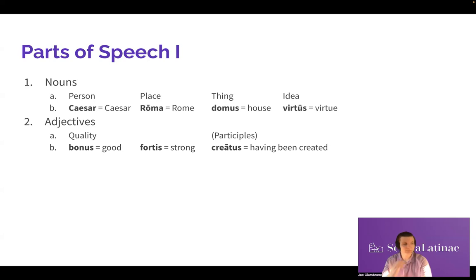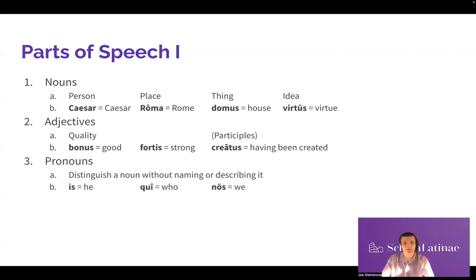In fact, participles being verbal adjectives have properties of adjectives, like they modify nouns, but also properties of verbs, such as they can take objects, right, like a verb could. We'll talk more about this in a different video. Pronouns take the place of nouns in sentences with words like he and who and we when you want to distinguish a certain noun without explicitly naming it again, as that can get quite cumbersome.